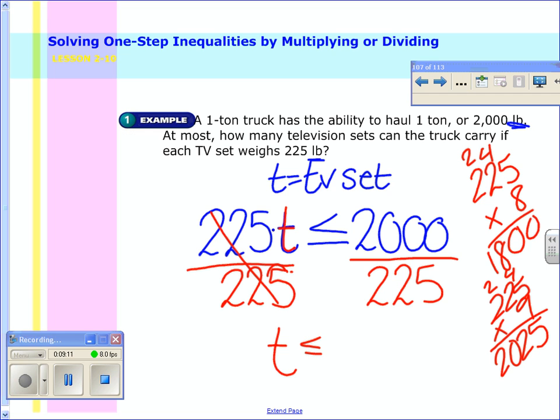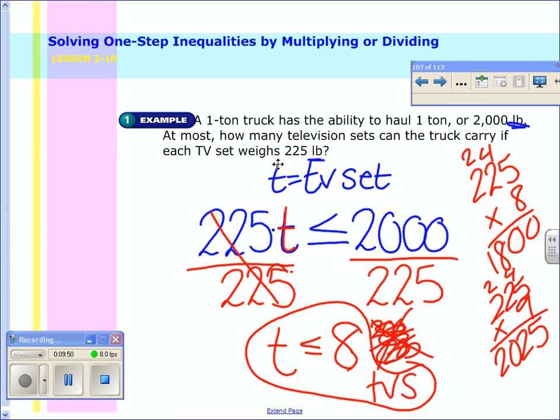So basically, it's less than or equal to 8 and some fraction. All it can hold, though, is less than that. You can't have 8 and a fourth or 8 1/2 television sets. They come in wholes. So really, it can only hold less than or equal to 8 TVs. And the fraction didn't really matter here because you can't have a fourth of a TV.